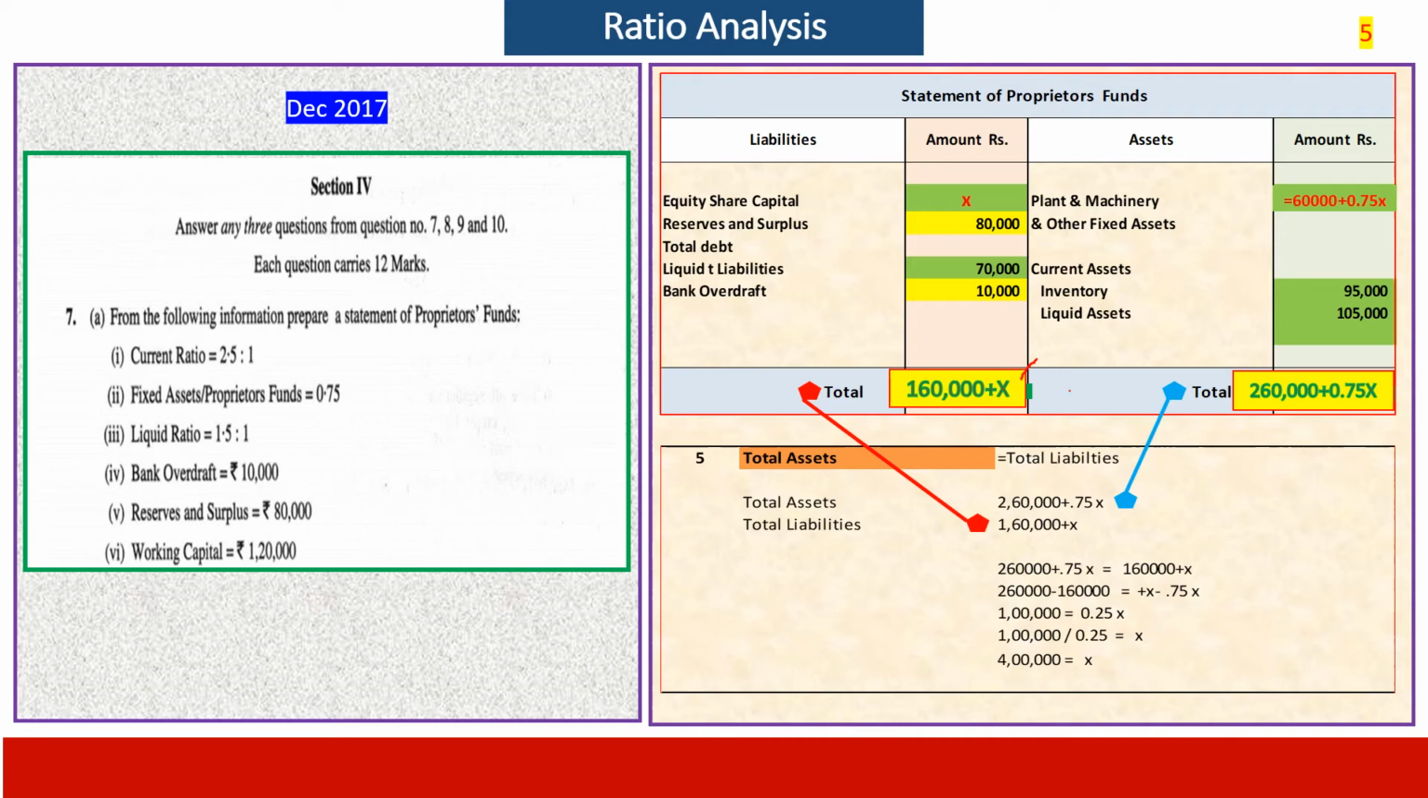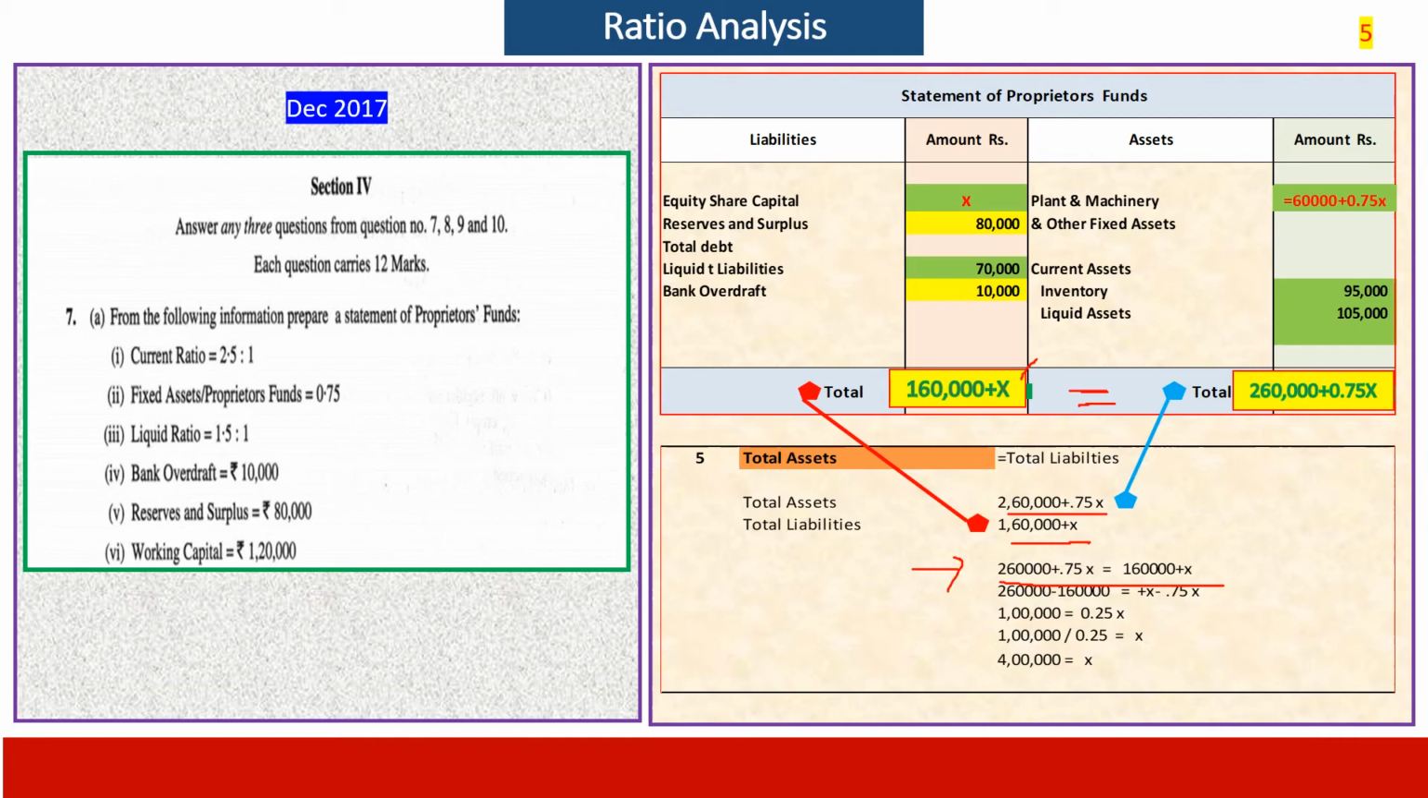Now, we know for sure in a balance sheet, asset is equal to liability. Means if you put an equal sign here and then say 1,60,000 plus X is equal to 2,60,000 plus 0.75X. This is exactly what we have done here now. Total assets is equal to 2,60,000 plus 0.75X. Total liabilities is 1,60,000 plus X. Since asset is equal to liability, our equation becomes 2,60,000 plus 0.75X is equal to 1,60,000 plus X.